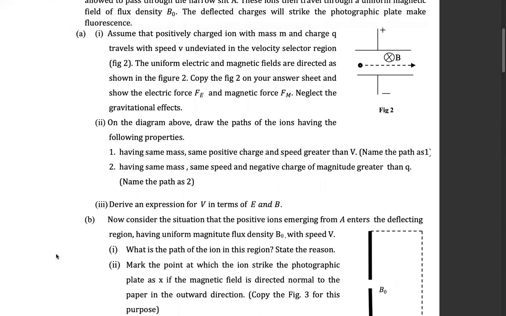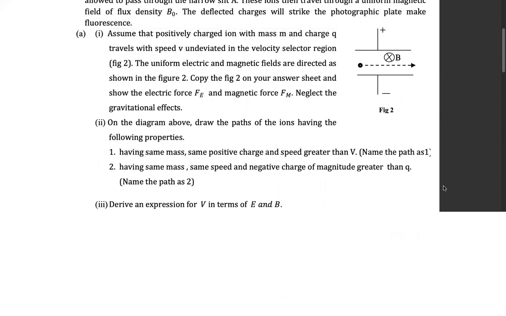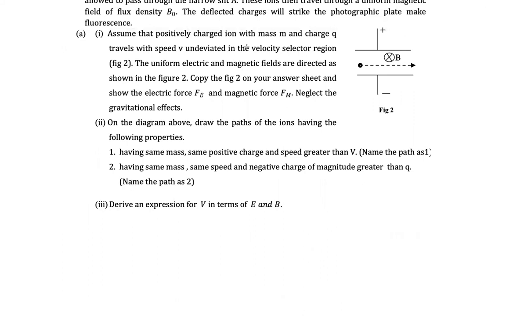Assume that a positively charged ion with mass m and charge q travels with speed v undeviated in the velocity selector region. The uniform electric and magnetic fields are directed as shown in figure 2. Copy figure 2 on your answer sheet and show the electric force and magnetic force. Neglect the gravitational effects.